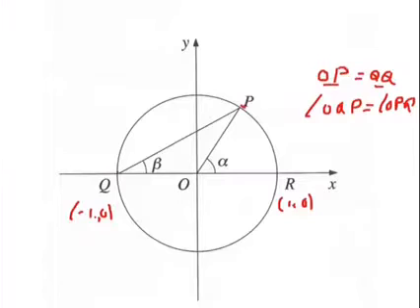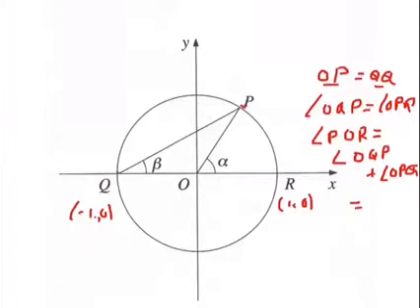We have to deduce that alpha is equal to 2 beta. So we know that this angle POR is the external angle of triangle POQ. So POR should be equal to OQP plus OPQ. So POR is alpha and this one should be beta plus beta, so it's 2 beta. So that's done. Now we have to find the equation of the straight line PQ.